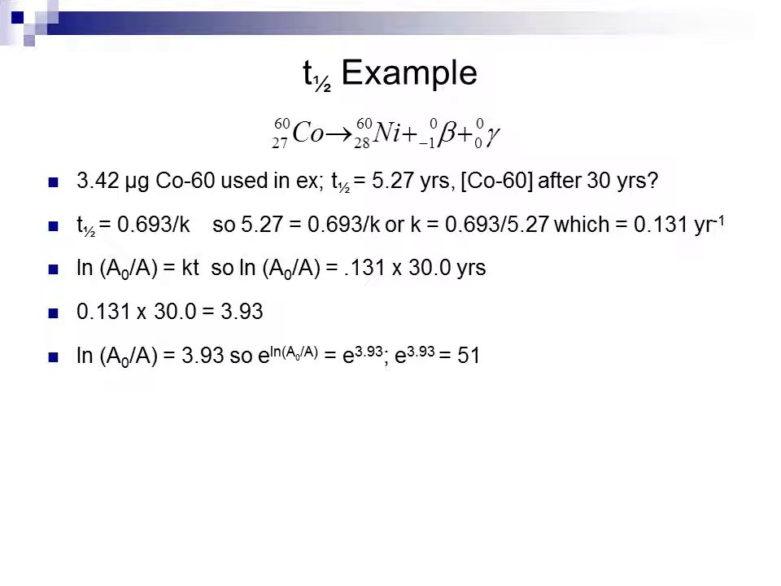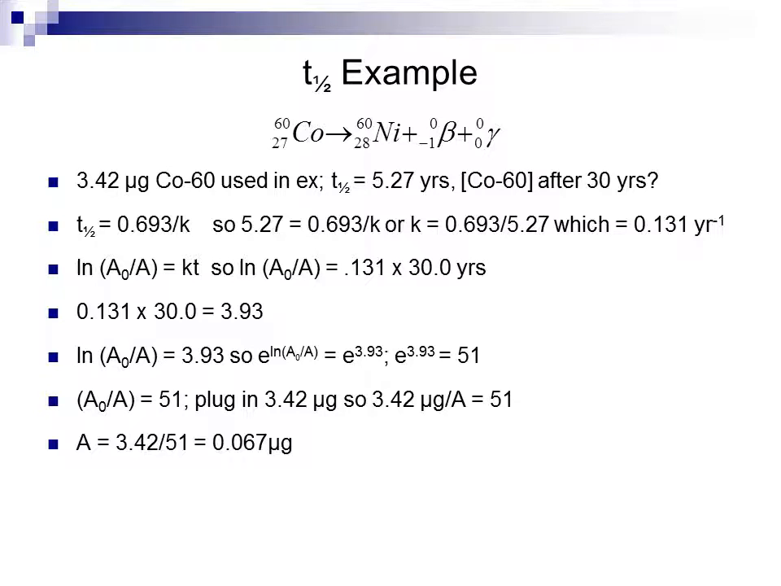and so exponentiating both sides with e, we wind up with e to the ln of a sub 0 over a equals e to the 3.93, which is 51. So with the ln gone, the initial concentration over the current concentration equals 51. If we plug in 3.42 micrograms for the initial concentration, then 3.42 micrograms over a equals 51. Rearranging to solve for a equals 3.42 over 51, or 0.067 micrograms. So 0.067 micrograms remain after 30 years.